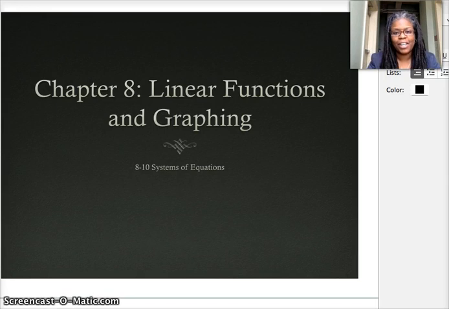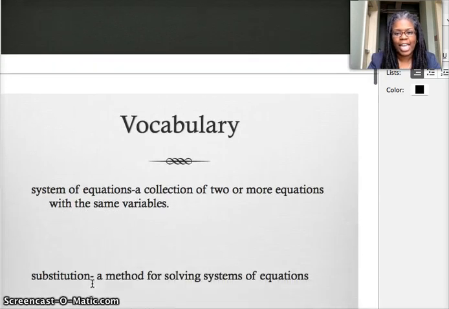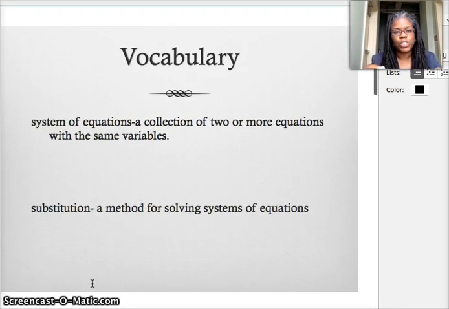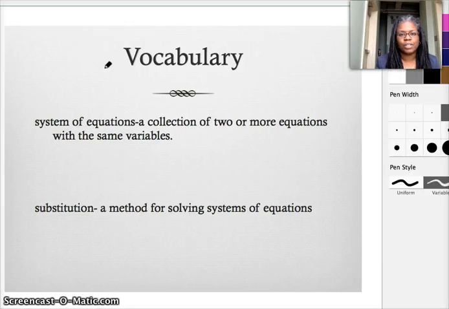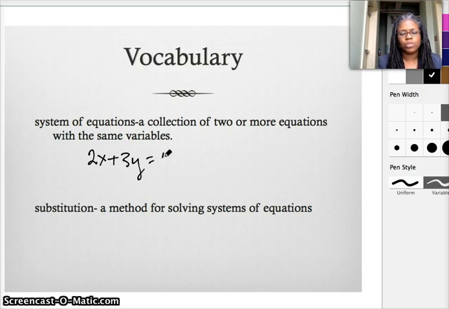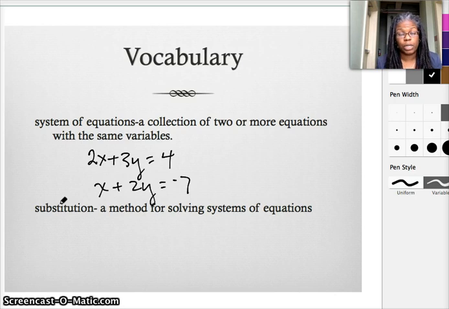So let's get started. The first thing we need to do is take a look at the vocabulary. We have only two vocabulary terms today, the first of which is systems of equations. Basically, you'll have equations, maybe something like this: 2x plus 3y equals 4, and x plus 2y is equal to -7. If you have a collection of two or more equations using the same variables, that's considered a system.